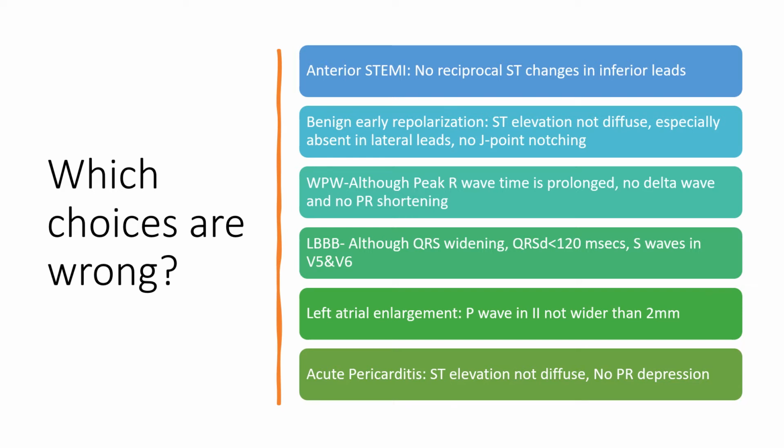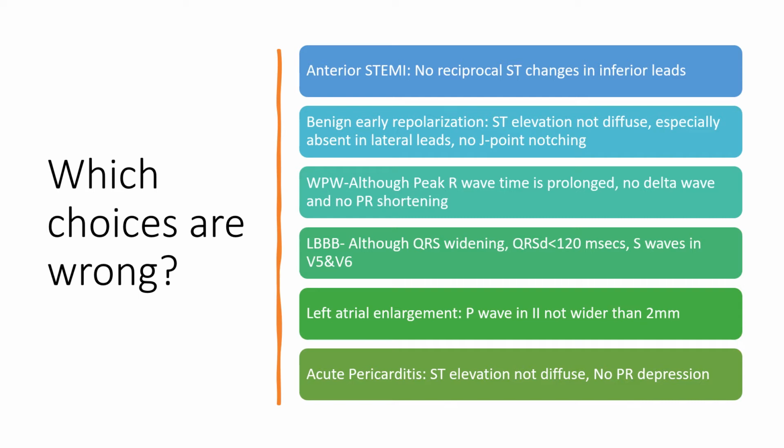Benign early repolarization, we talked about it in the first ECG. The ST elevations in this case are not diffuse because there are ST depressions in the lateral leads. Especially in the lateral leads, they are absent, as you can see here. There is also no J-point notching, which is usually seen with early repolarization.